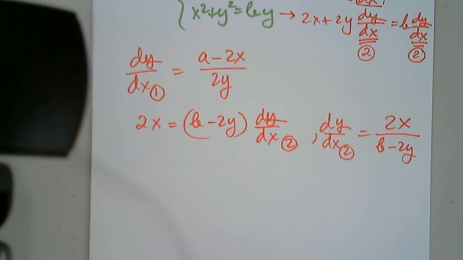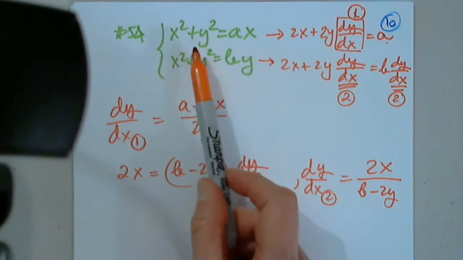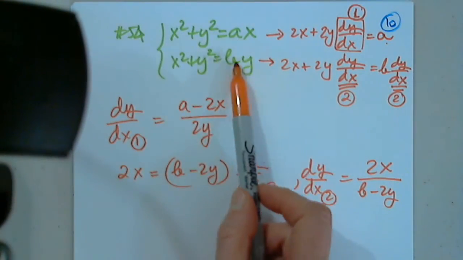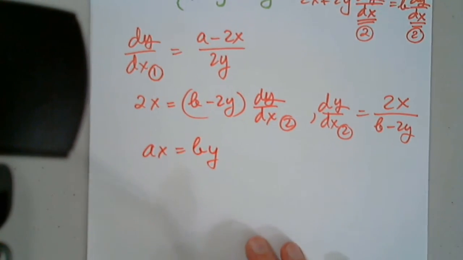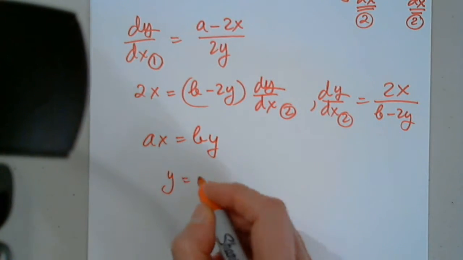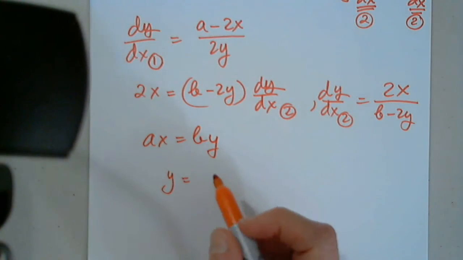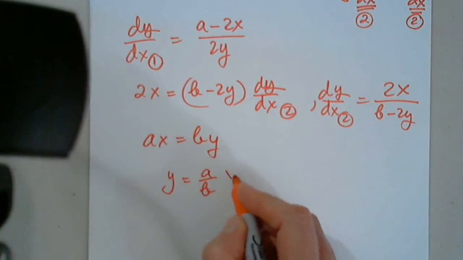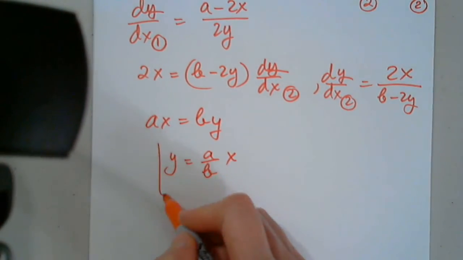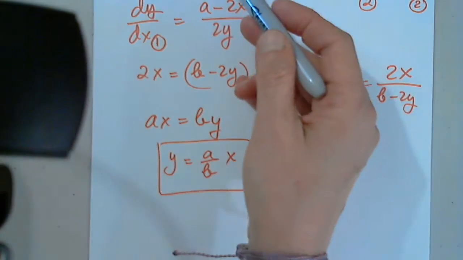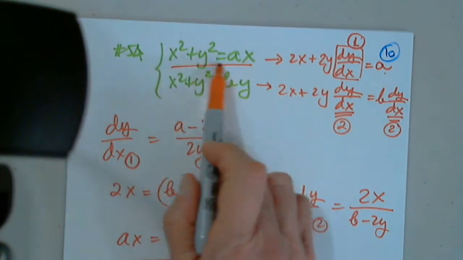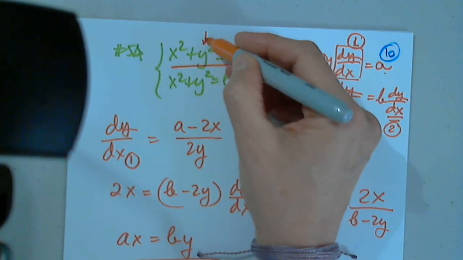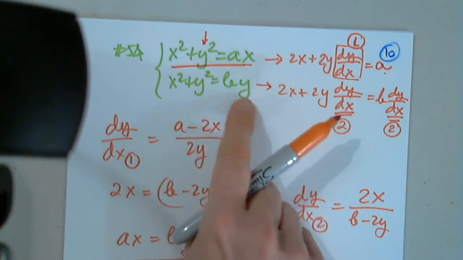Okay? So now I have to find the points of intersection. So I see that x squared plus y squared are the same. So ax has to equal by. So let's say I solve for y, where I have a divided by b times x. And now I will plug in any of the two equations. I prefer to plug back in the first one to find x, because I only have one y. Here I have to plug it in twice.